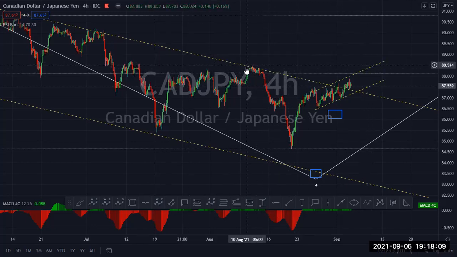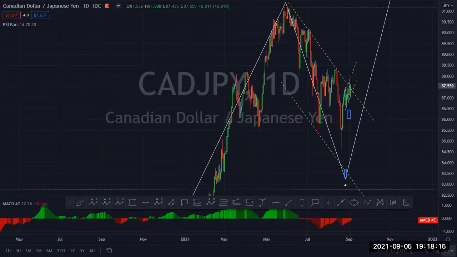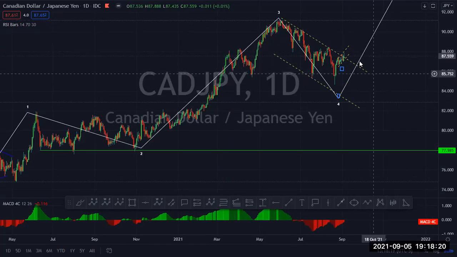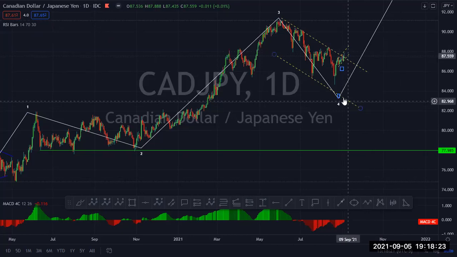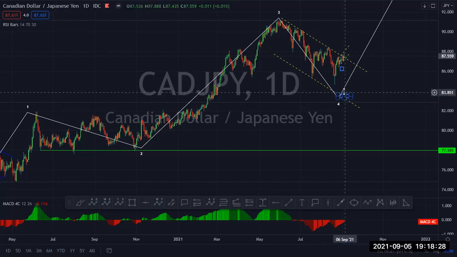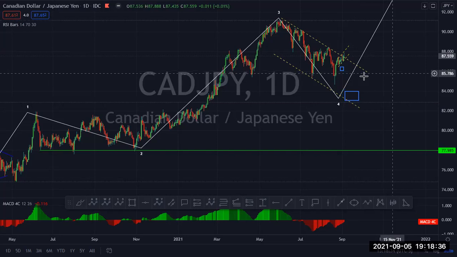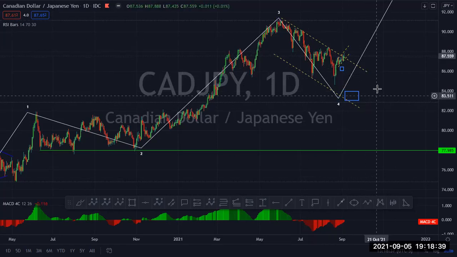Okay, let me go to daily. Now on daily, it is still possible we will have the price come to this level. It is still possible to give us a bigger ABC. But don't jump in. I think by Monday, Tuesday, or Wednesday, we will know.